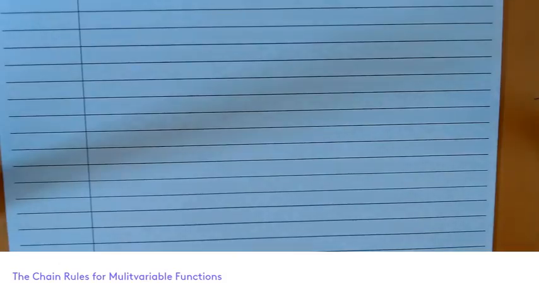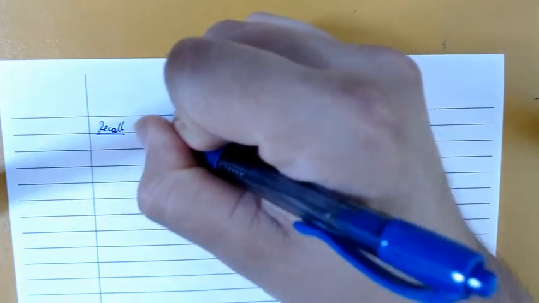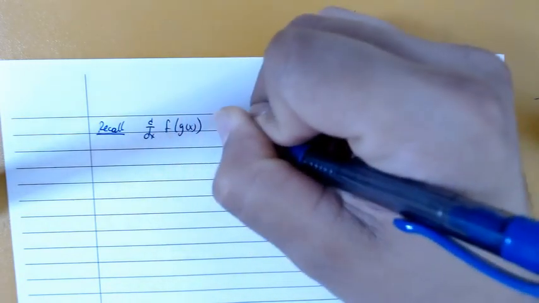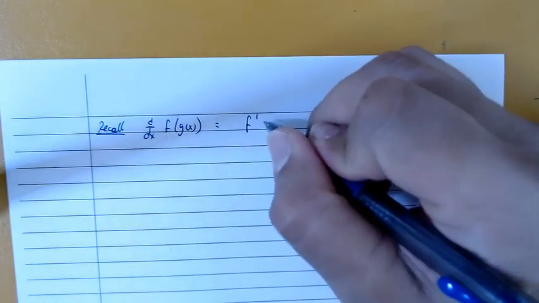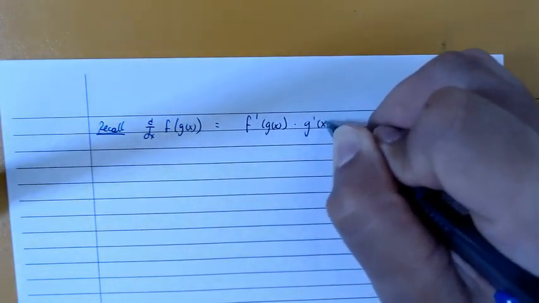In this video, we'll take a look at the chain rules for multivariable functions. When you deal with a function of a single variable, the chain rule allows you to differentiate a function that is the composition of two other functions. So recall, if you want to take the derivative with respect to x of f of g of x, that's going to equal the derivative of the outer function, so f prime of g of x, times the derivative of the inner part of our function.